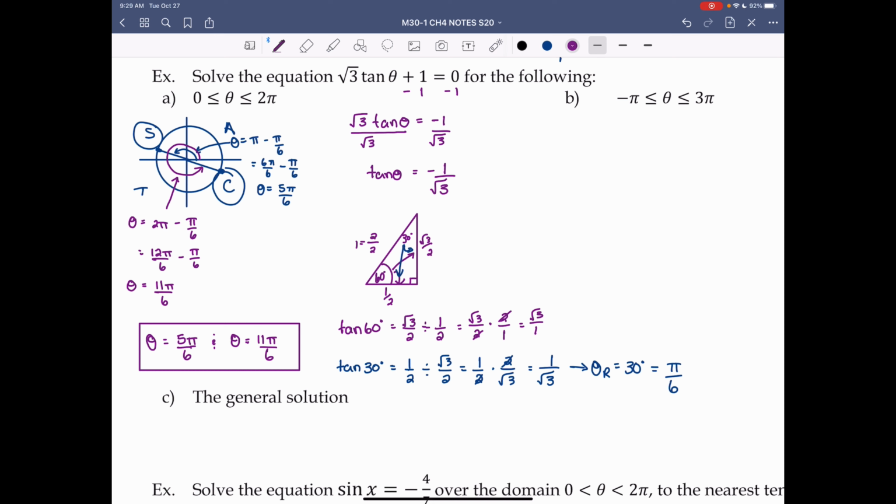And then B, do the same thing, but our domain is now negative pi less than or equal to theta less than or equal to 3 pi. Let's draw our diagram. We still have tan is negative, so our solutions have to be in quadrants 2 and 4. We still have a reference angle of pi over 6. So our terminal arms are in the same locations. The only thing that's different is now we can go negative pi.